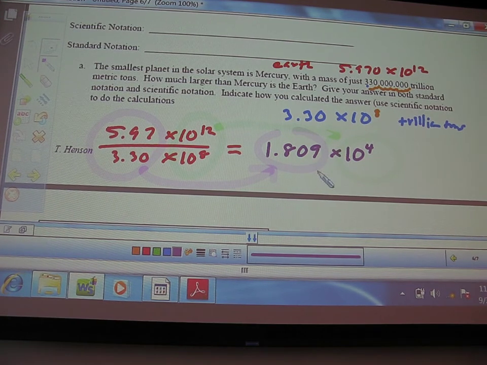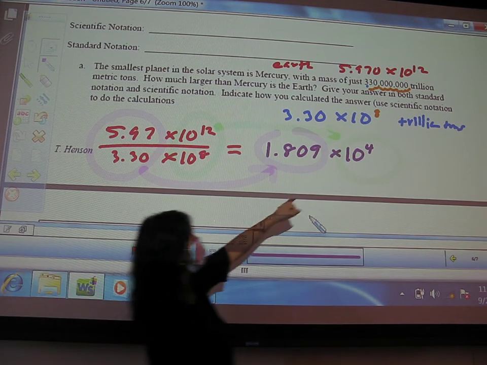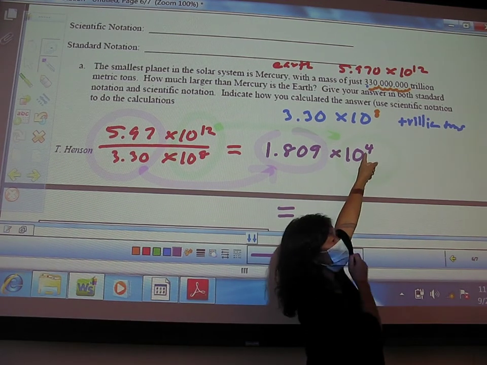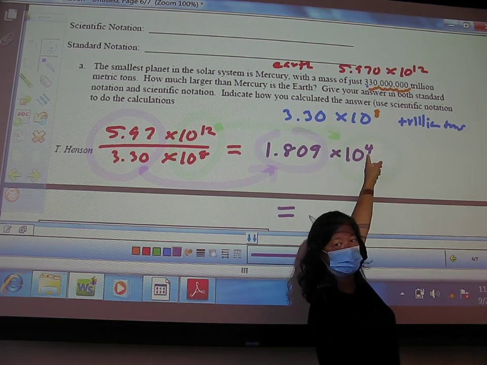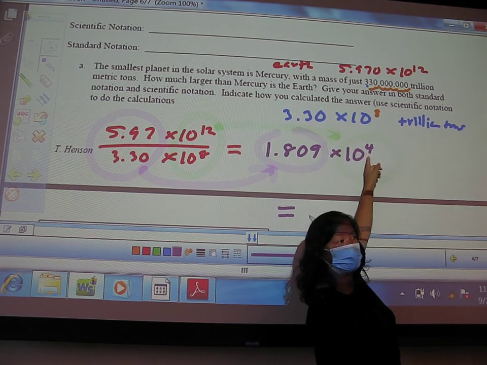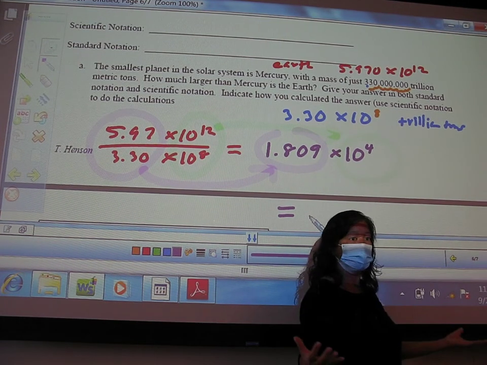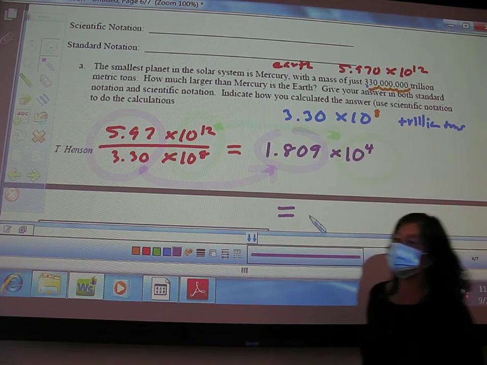So then we also have to write it in standard notation. How do I change this to standard notation? Everyone write down what that equals in standard notation. Remember, whatever this exponent is, that's how many times you're going to move the decimal place over. Should it become bigger or smaller? It's a positive 4, so your number should become bigger. So move it over 4 times in order to make it bigger. 1.809.